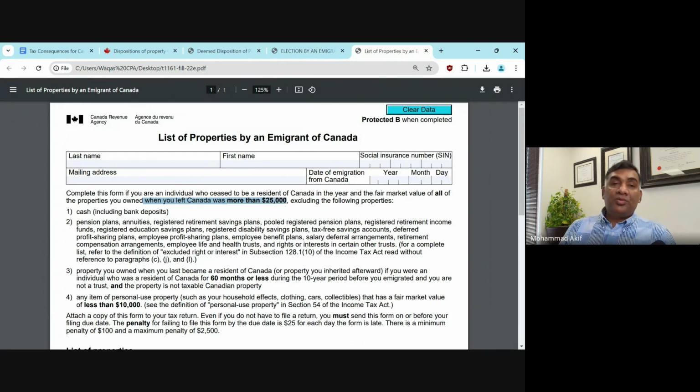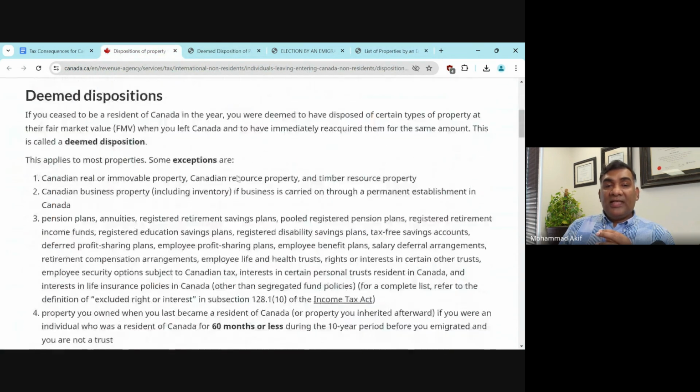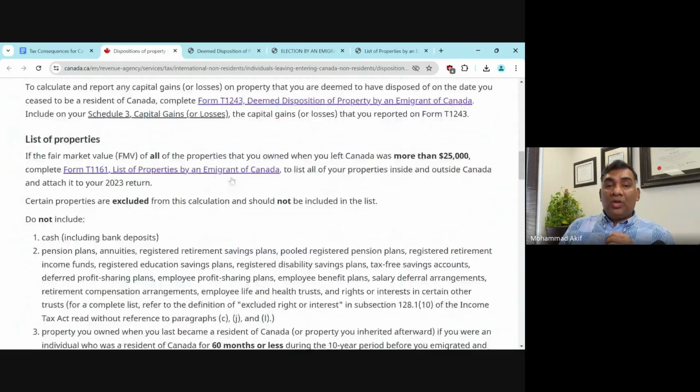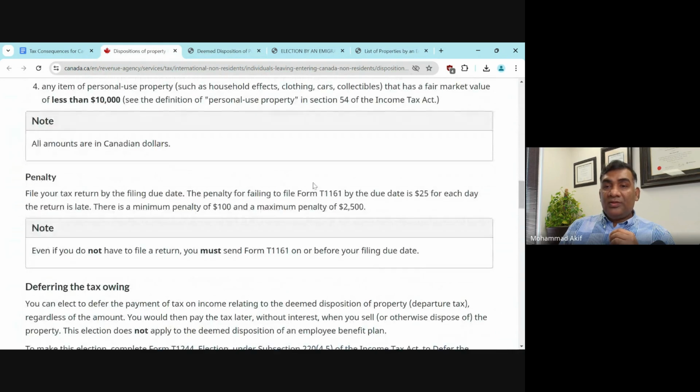There are penalties associated with this form, especially when it comes down to filing late. This is $25 per day. I'm just gonna find the place. All right, so the penalty for failing to file is $25 per day if the return is late, up to $2,500.